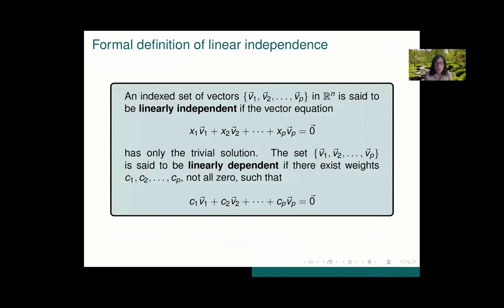This leads to our formal definitions of linear independence and linear dependence. A set of vectors v1 through vp is said to be linearly independent if the only way to write the zero vector as a linear combination of the vectors in the set is trivially, with all of the coefficients being zero. The set is linearly dependent if you can write the zero vector as a linear combination of the vectors in the set non-trivially, using weights that are not all zero.